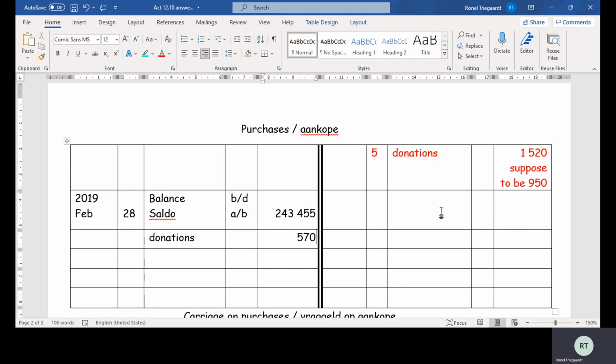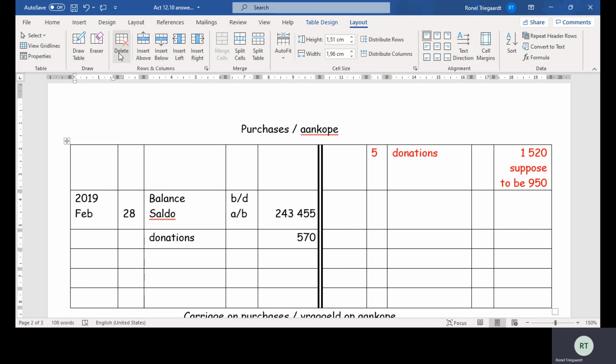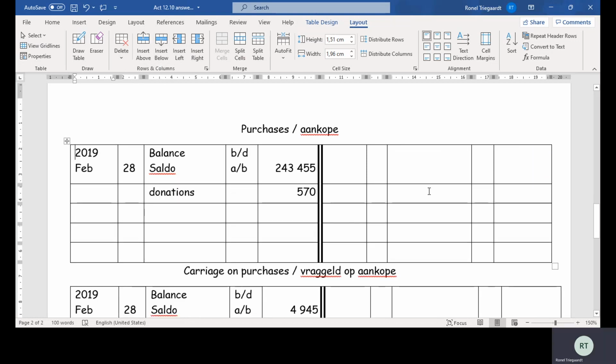Where's Awaba? Okay, I'm going to take this away. Are you fine with this, people? Delete the row. Okay, so now, is there anybody who got this right on your own? Row donations 570 there. Good.